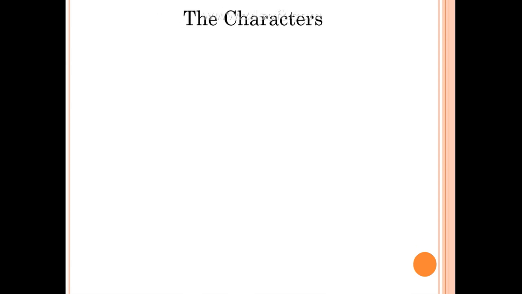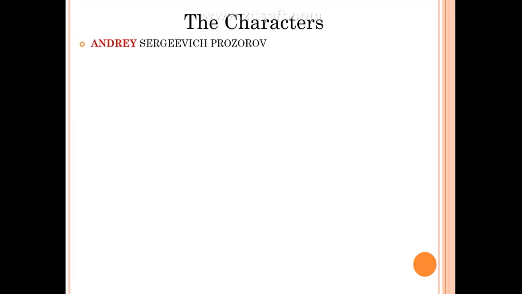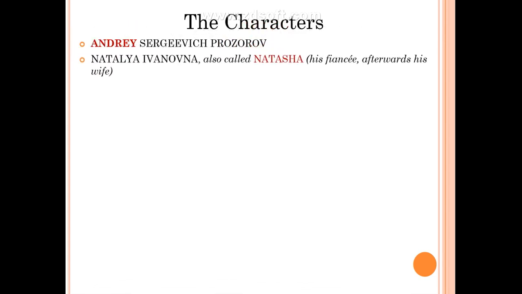Then we discussed the major characters in the play. The first character is Andrei, or Andrei Prozorov. The play Three Sisters is about the Prozorov family, and Andrei is the only son in the play. Then the second character is Natasha, or Natalia. Natasha is a local provincial girl. She is the fiancée of Andrei, and she is also the wife of Andrei afterwards.